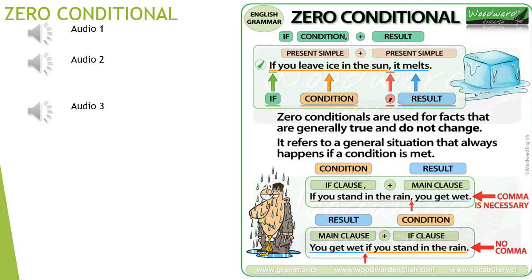Zero conditional. First of all, in English we have four conditionals. We have zero, first, second, and third. In this unit, we are studying zero conditional. The sentences are used for facts that are generally true and don't change. It refers to a general situation that always happens. For example, in the rules of a game.